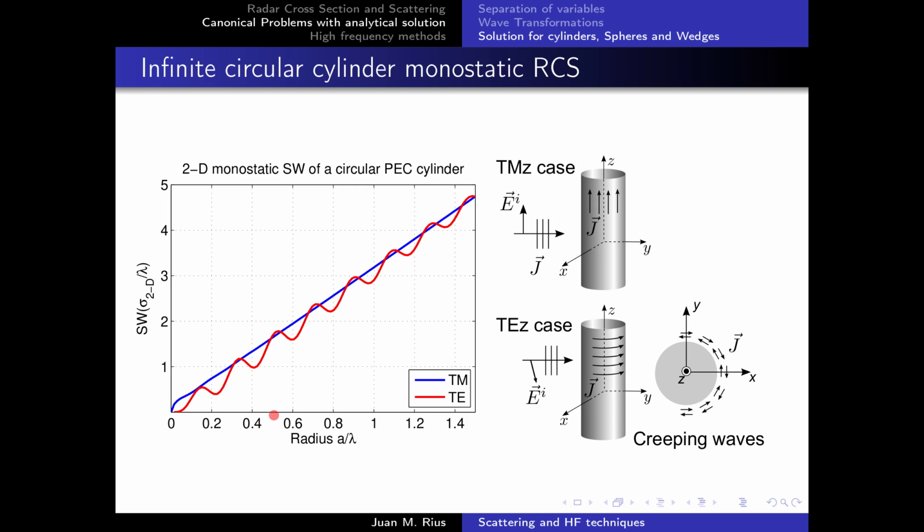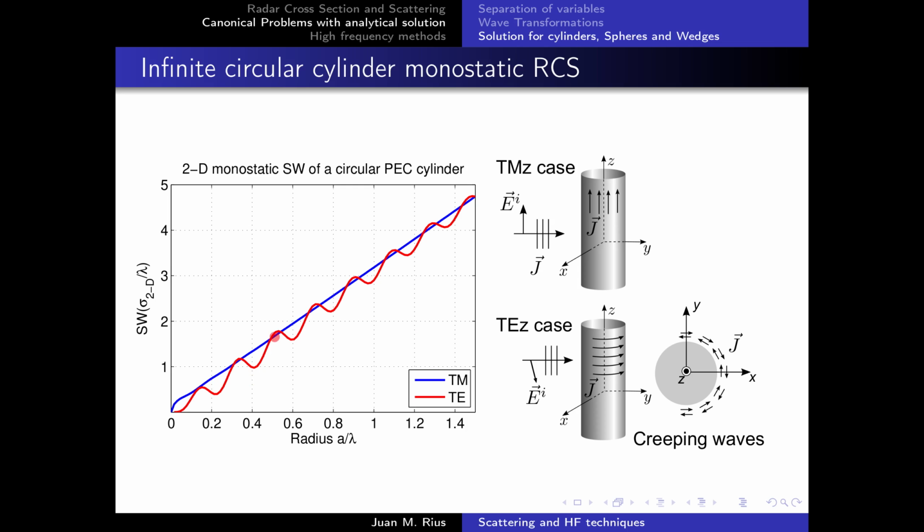For example, here for a equal to 1 lambda, we have pi a equal to 3.14. For a equal to, for example, 0.5 lambda, we have almost 1.6, so it is pi over 2. So the high frequency approximation works quite well for radius larger than, let's say, lambda over 2 in the TE case, and maybe 0.2 lambda in the TM case, so it's quite good, the high frequency approximation.